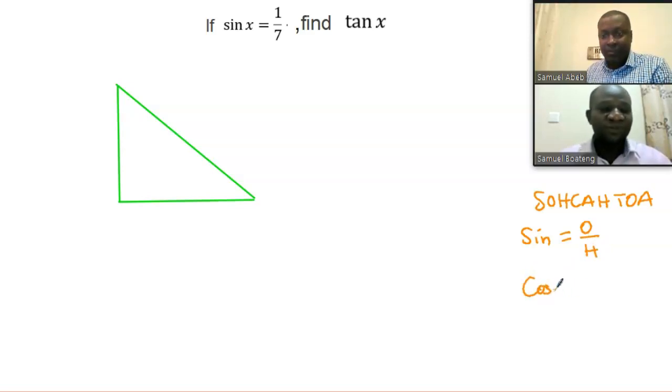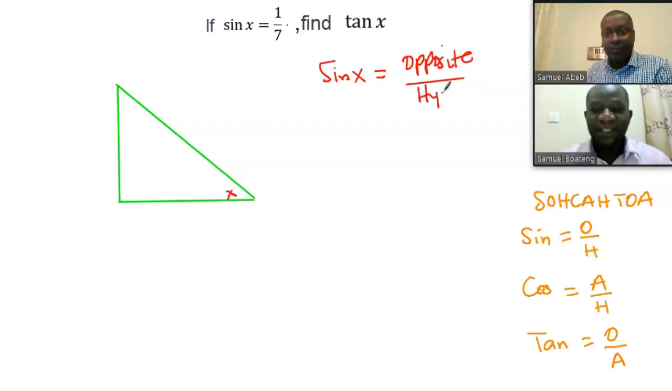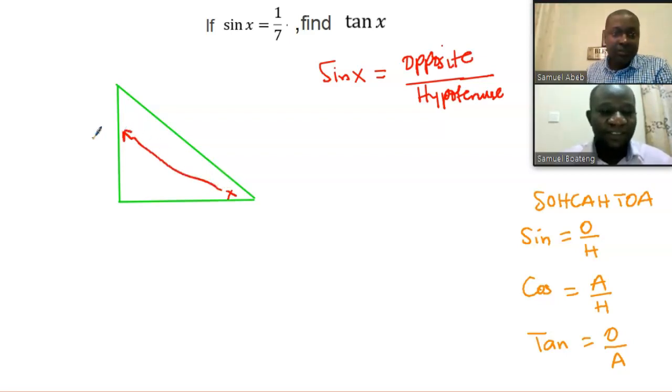So what we do is we draw our right angle triangle. After drawing the right angle triangle, we know sine is opposite over hypotenuse. When you compare this with what has been given, you realize that the opposite side is 1. The side the acute angle is facing is the opposite side, which is 1, and the hypotenuse is 7. So we are left with the adjacent side.